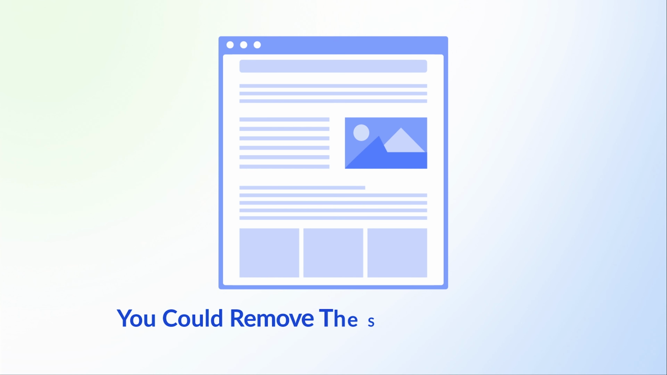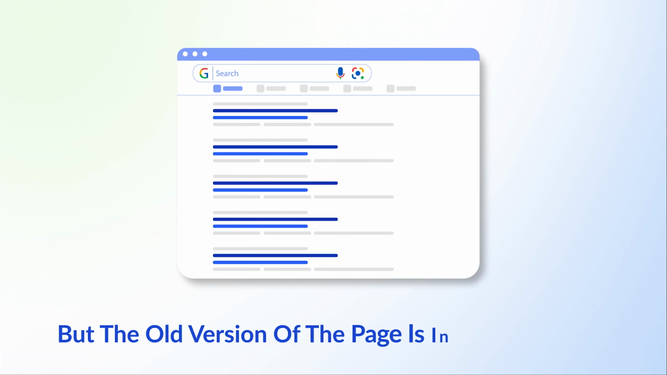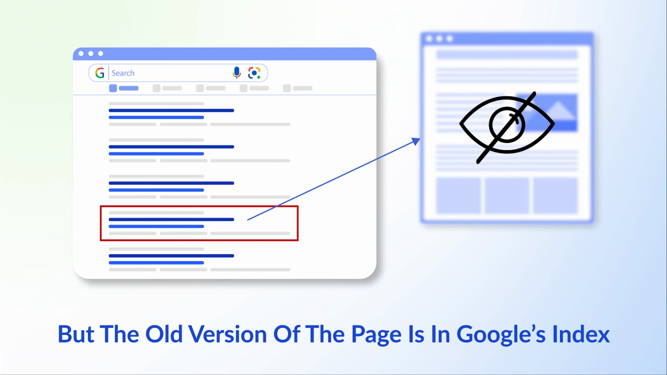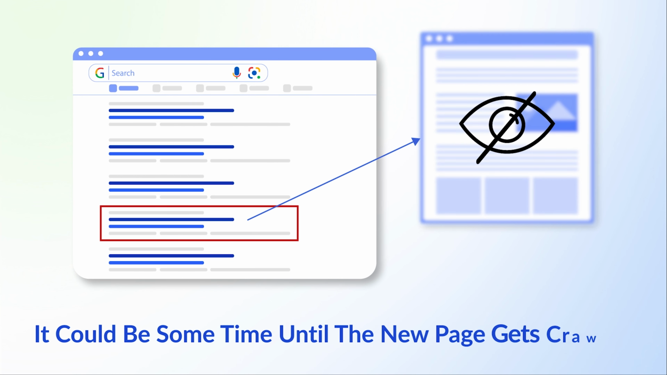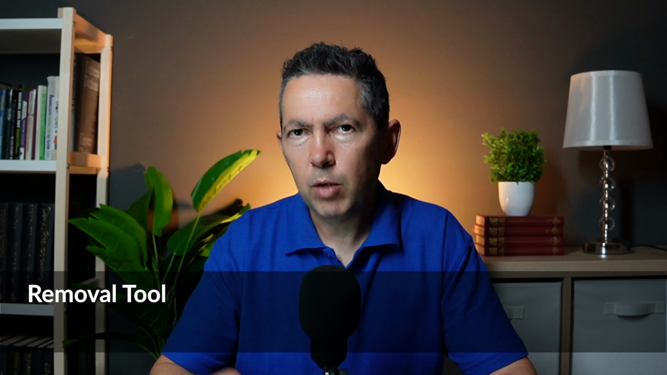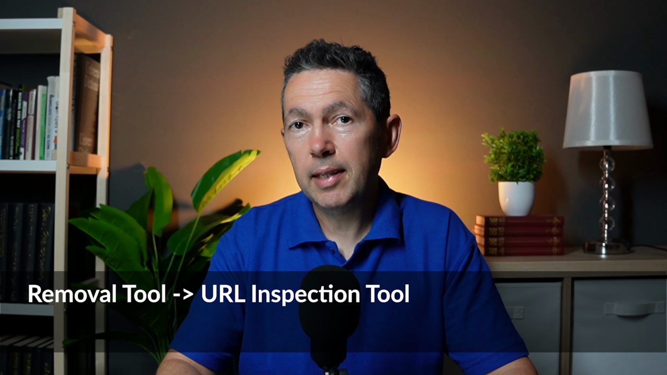Now let's talk about the removal tool. In some cases, you may want to quickly remove a page from the index. For example, a page that has sensitive content. You could of course remove the sensitive content from your website, but the problem is the page that's in Google's index is the old version of the page which contains the sensitive content, and it could be some time until the new page gets crawled. To fix this, you can use the removal tool to quickly block access to that page. And once you update the page, you can use the URL inspection tool to request indexing.